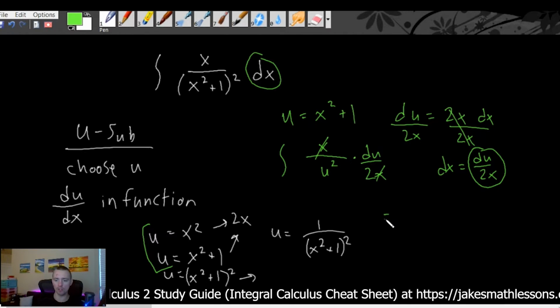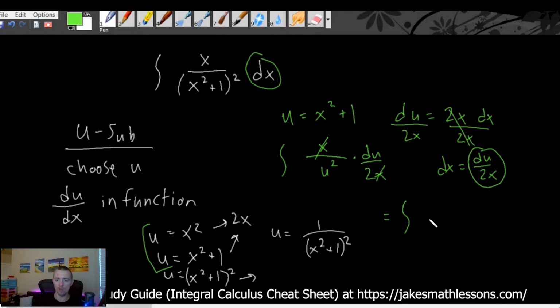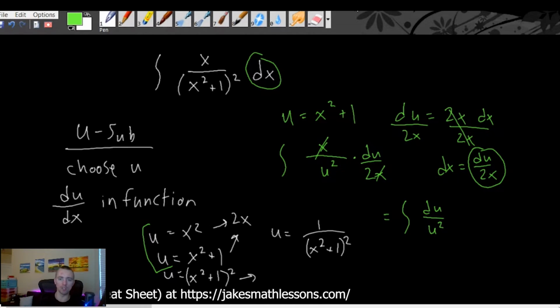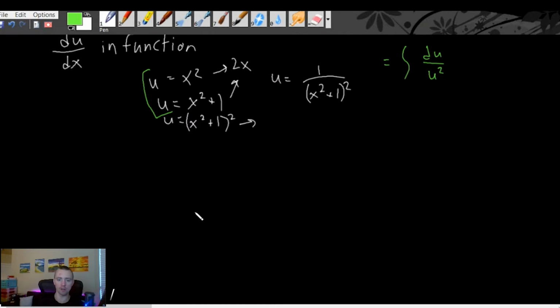So now what we actually have is the integral of basically du over u squared, which is going to be quite a bit easier to find the integral, or the antiderivative of, than our original function. So let's go ahead and take that down here. We have the integral of du over u squared.